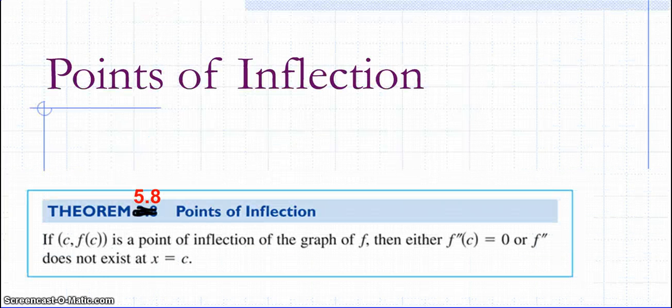Okay. Points of inflection. So here's our definition. If c, f of c, is a point of inflection of the graph of f, then either f double prime of c is 0 or f double prime does not exist at x equals c. So again, our test for inflection points is going to be the same as our test for critical values, or the way we find them is going to be the same way we find critical values with the first derivative, where we're looking for where is the derivative 0 and where does the derivative not exist. But now we're talking about the second derivative.